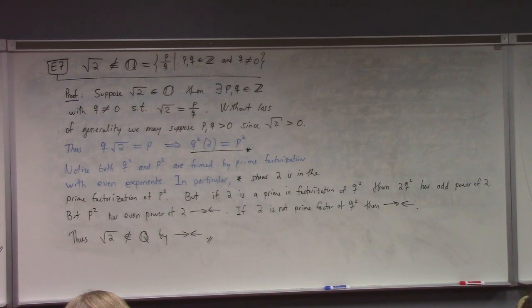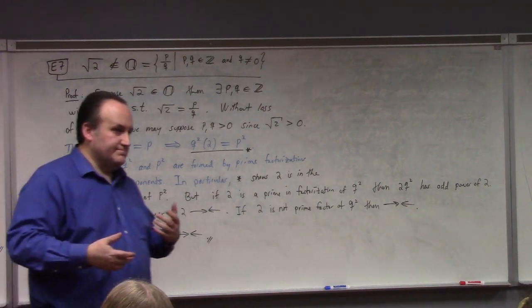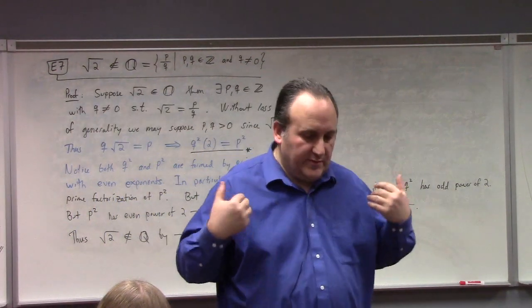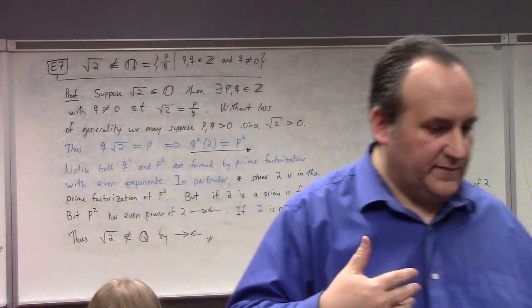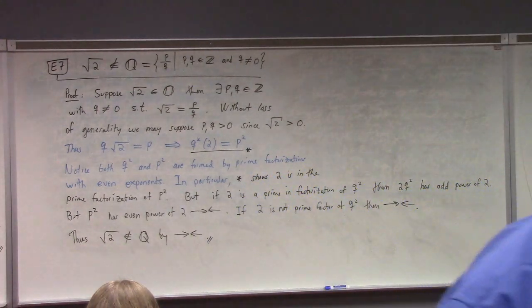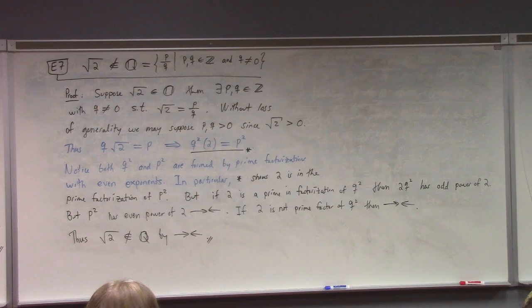So in your homework, I have given you a similar but different problem. I've asked you to prove that the square root of 3 is not rational. So you're going to do something very similar to what I just did, except you're going to probably want to focus on powers of 3 in the prime factorization, right? So that's it for today.